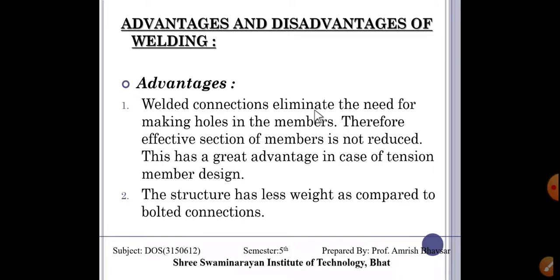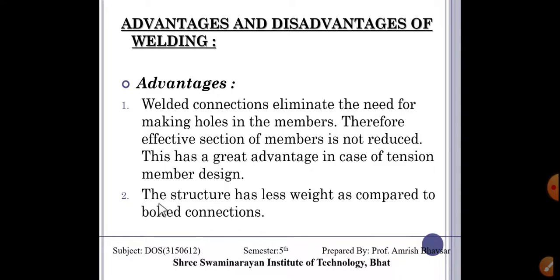The welded connections eliminate the need for making holes in the member. Therefore the effective section of the member is not reduced. This has a great advantage in the case of tension member design. Dear students, in bolted connection there is a need to create a hole in a member, but in a welded connection there is no need of making a hole in a plate, so the tensile strength is not reduced. So we can get the full strength of the plate in the welded connection.